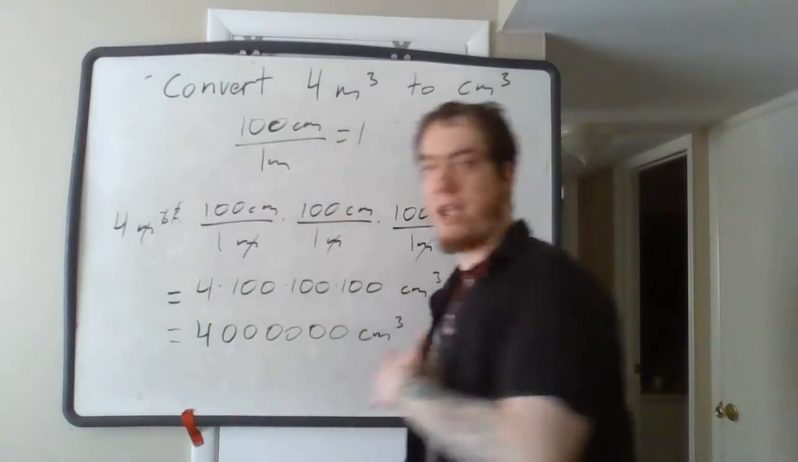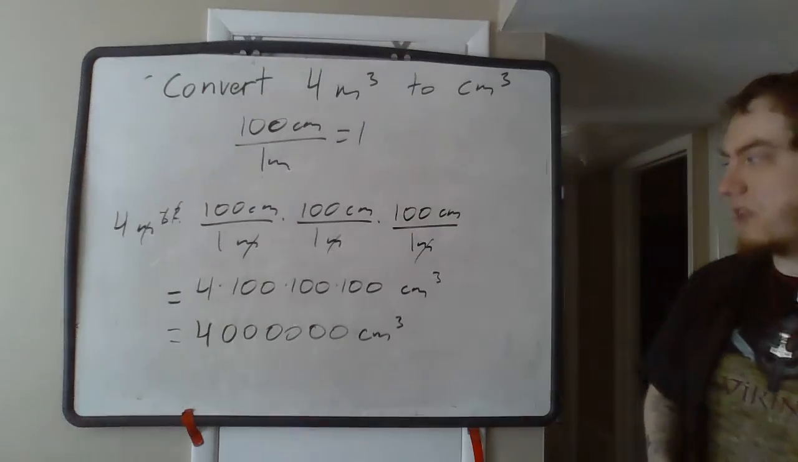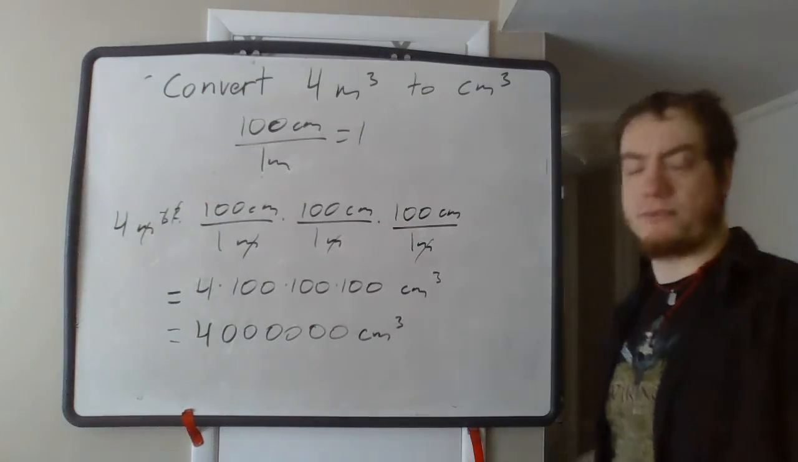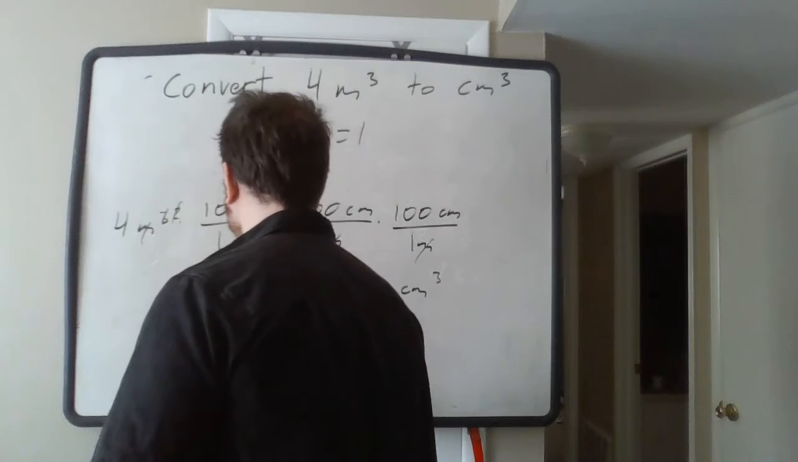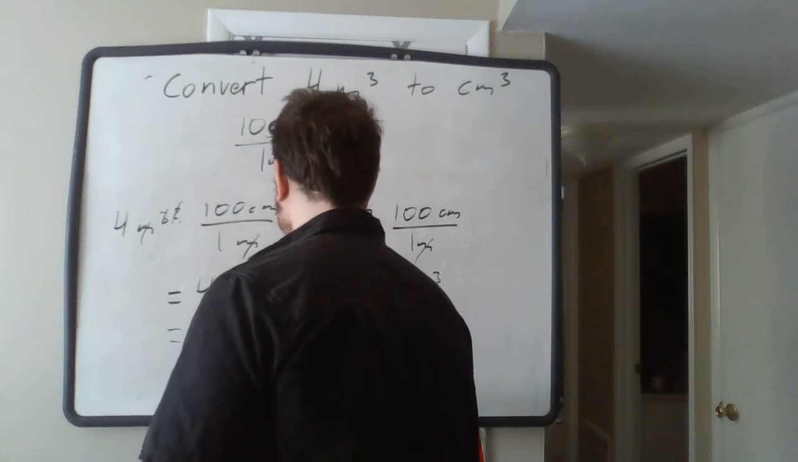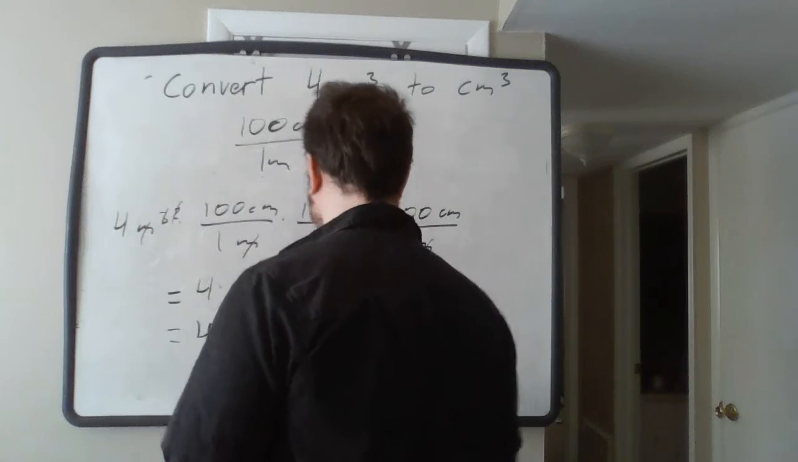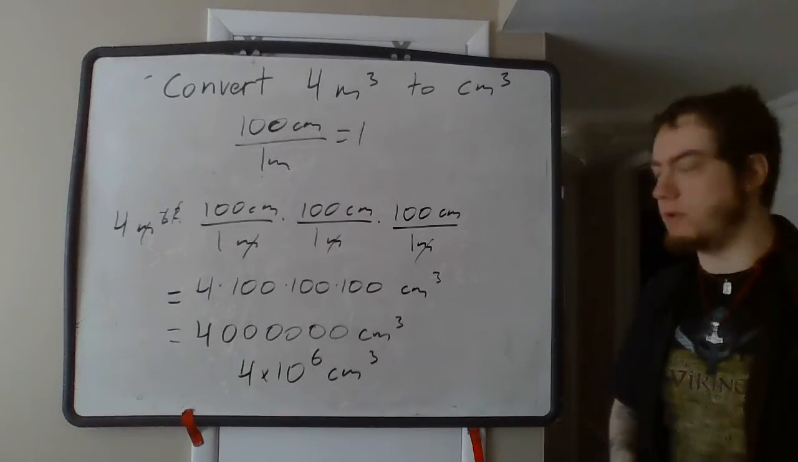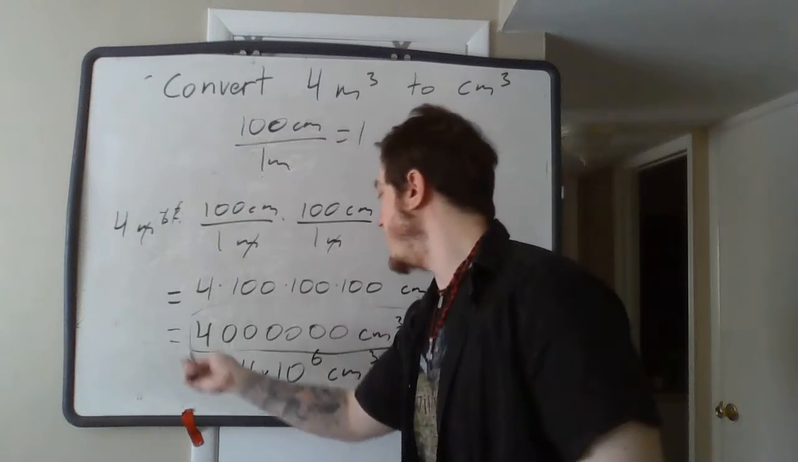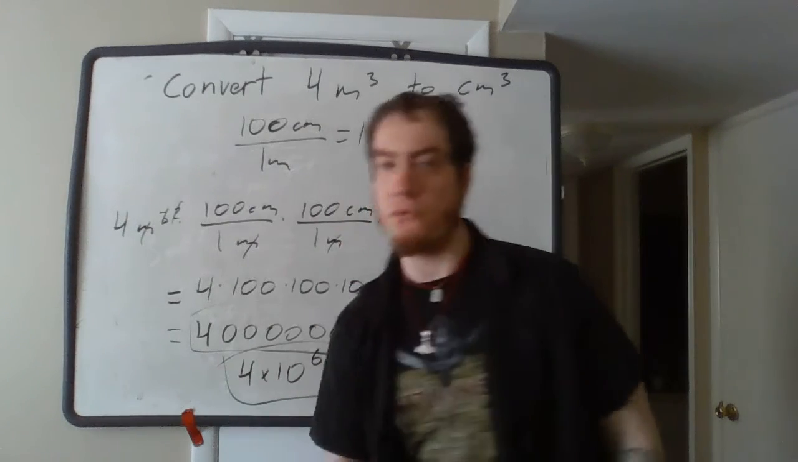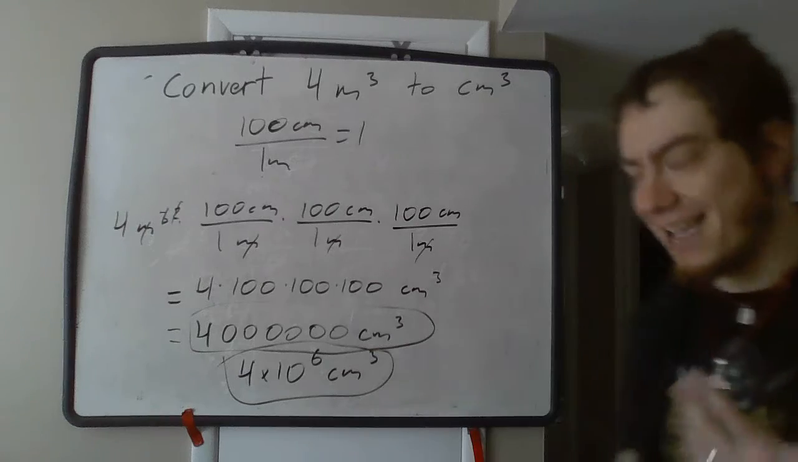By the way, this is where that scientific notation stuff that we've talked about can be useful for writing things down. It might be easier to write this as 4 times 10 to the 6th cubic centimeters if you wanted to. You could do it in scientific notation. I don't care. Write it however you want. This is fine. This is also fine, as long as you get the correct answer.